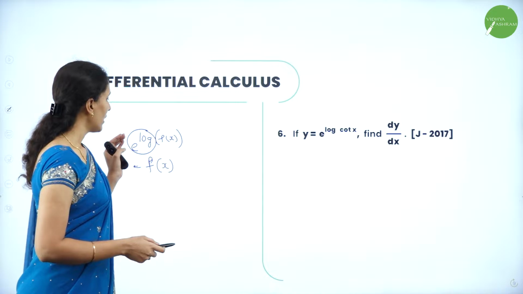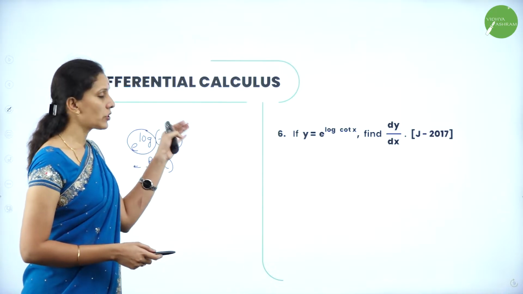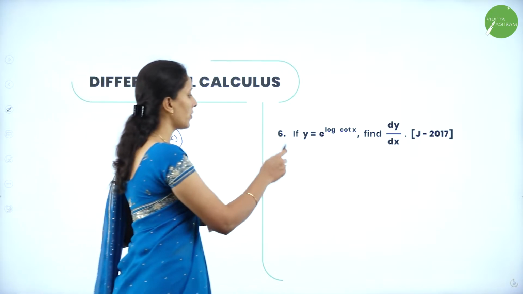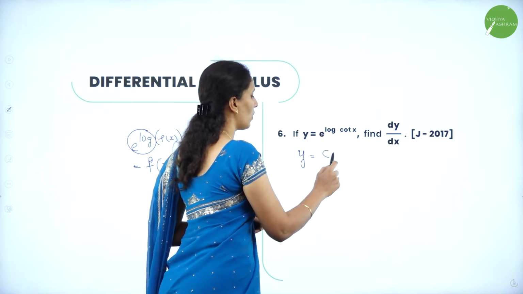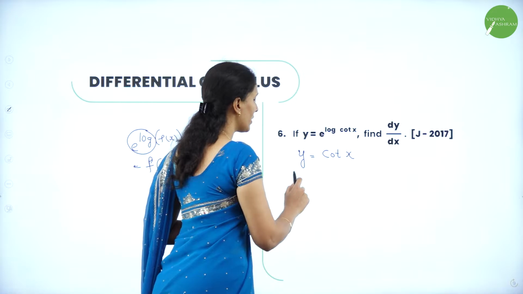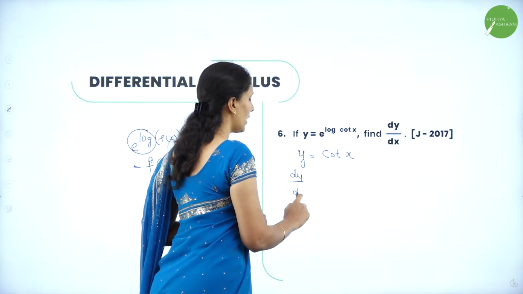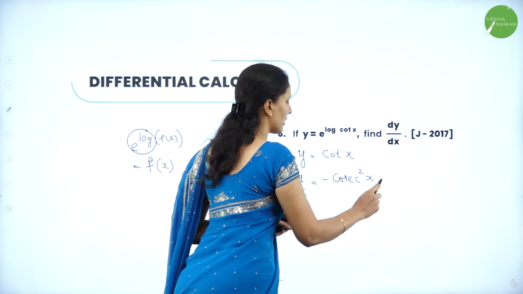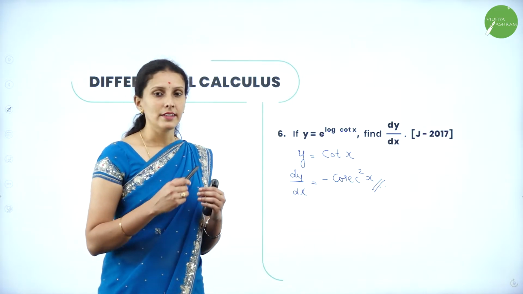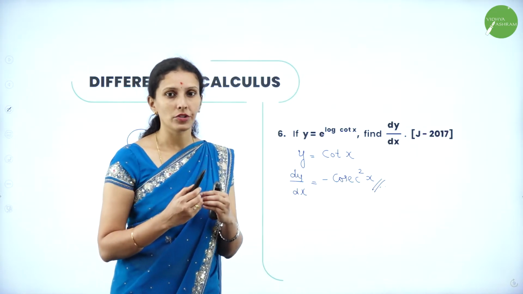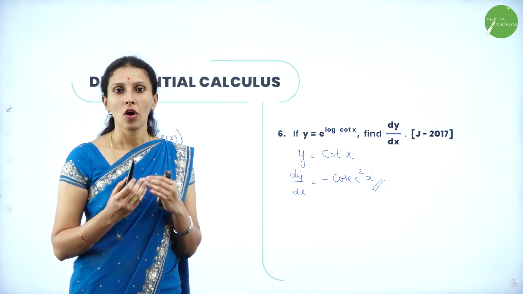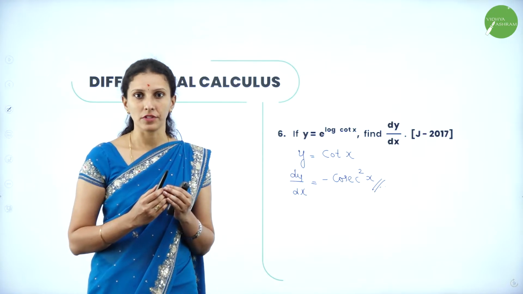So, therefore, if you have e power log of any function, then you have to take y is equal to f of x. So, here I can take y is equal to cot x. What is the derivative of cot x? Derivative of cot x is minus cosecant square x. So, like this, they will ask you very simple questions to derive a given function, either using the chain rule or any simple implicit functions.